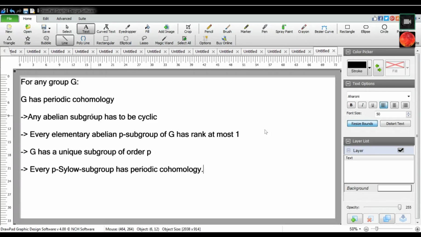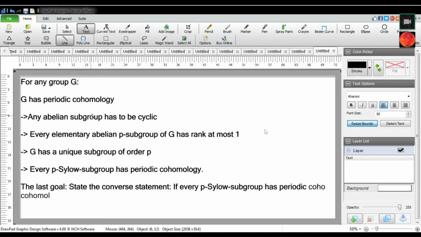The main goal, the last goal, is to prove the converse statement, which is that every P-Sylow subgroup has periodic cohomology, and so has G. And from this we can follow all the above statements are equivalent.